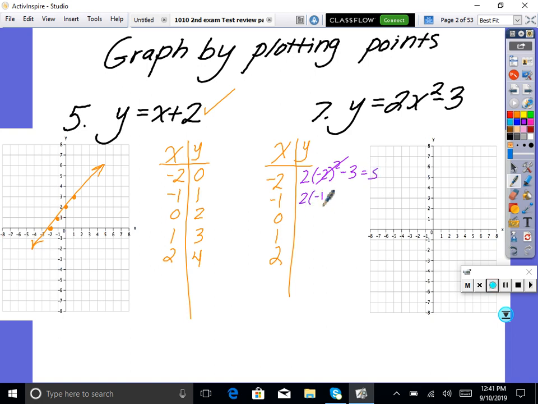Then we have 2 times -1 squared minus 3. So you calculate that, that's 1. 1 times 2 is 2, minus 3 is -1. Plugging in 0, we get -3. Plugging in 1, we also get -1. Plugging in 2, we get 5.